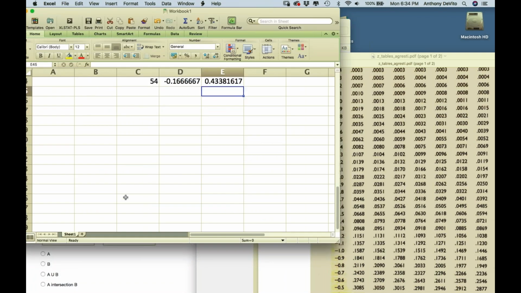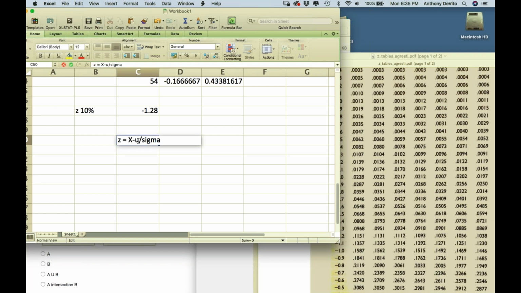Negative 1.28. The z-score that represents the lowest 10% is negative 1.28. Okay, that's the z-score. Now I want to know what height that negative 1.28 represents. You may remember that we used a formula: z is equal to the value we're interested in, minus the mean, divided by the standard deviation, sigma.